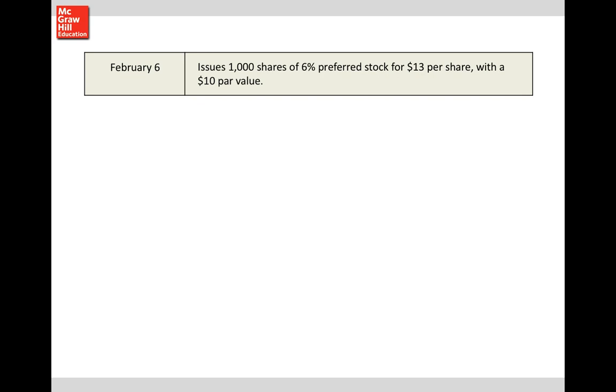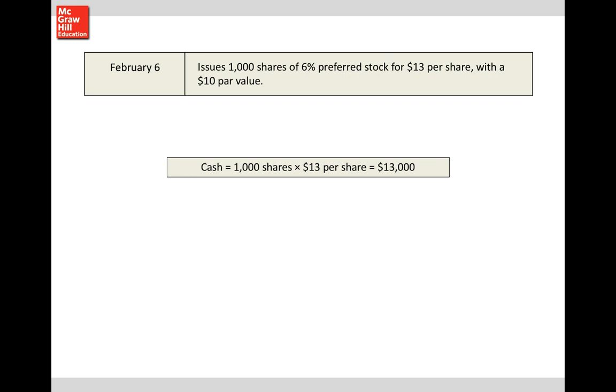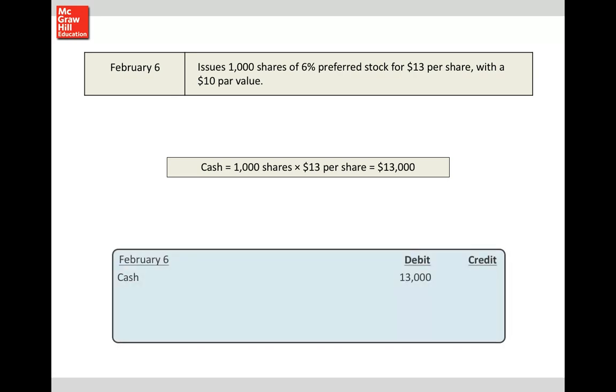On February 6th, they issue 1,000 shares of 6% preferred stock for $13 per share. It has a $10 par value. The cash will be the amount at which you sold the stock. So 1,000 shares times $13 per share is $13,000.